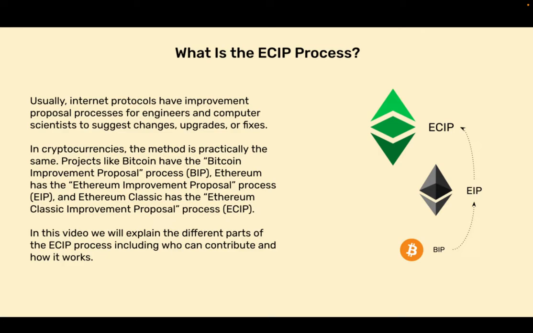Ethereum has the Ethereum Improvement Proposal Process, or EIP process. And Ethereum Classic has the Ethereum Classic Improvement Proposal Process, or ECIP process. In this video, we will explain the different parts of the ECIP process, including who can contribute and how it works.